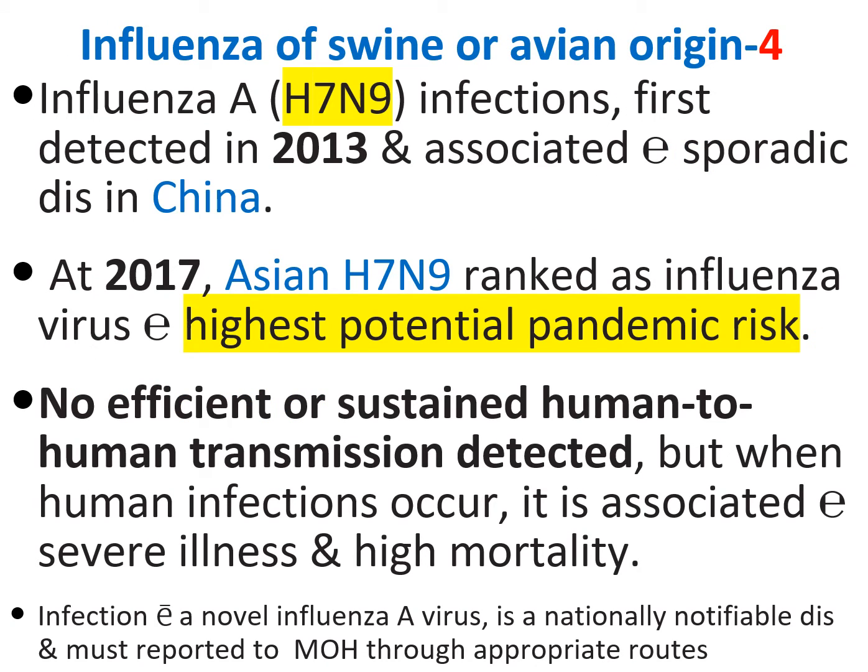Influenza of swine or avian origin: H7N9 in 2013 in China. Asian H7N9 has the highest potential pandemic risk. No efficient or sustained human-to-human transmission has been detected.